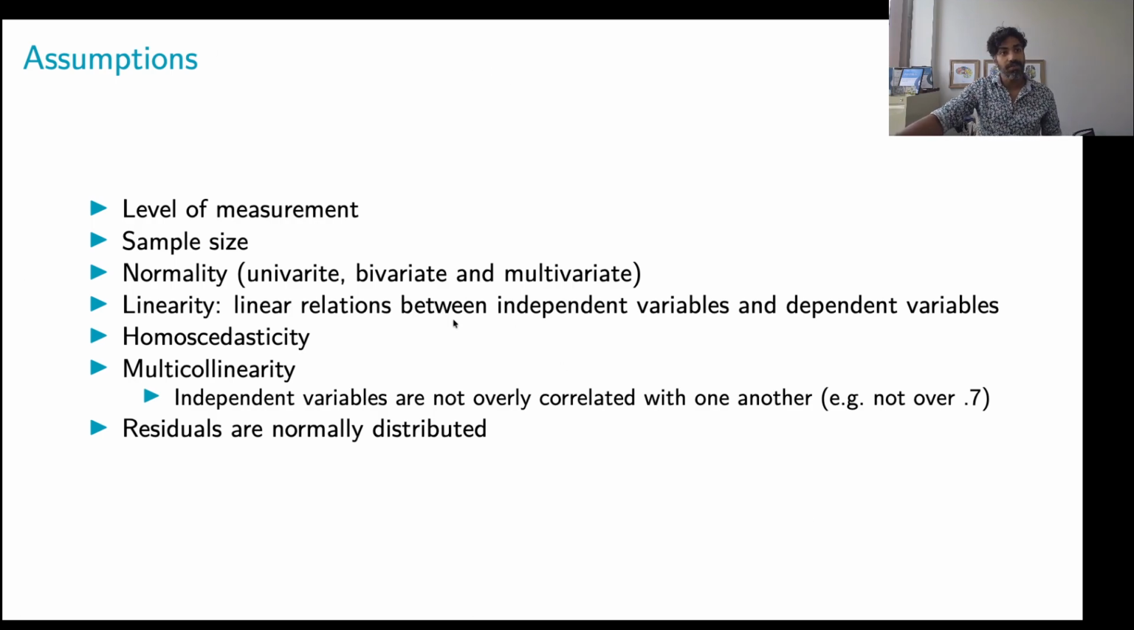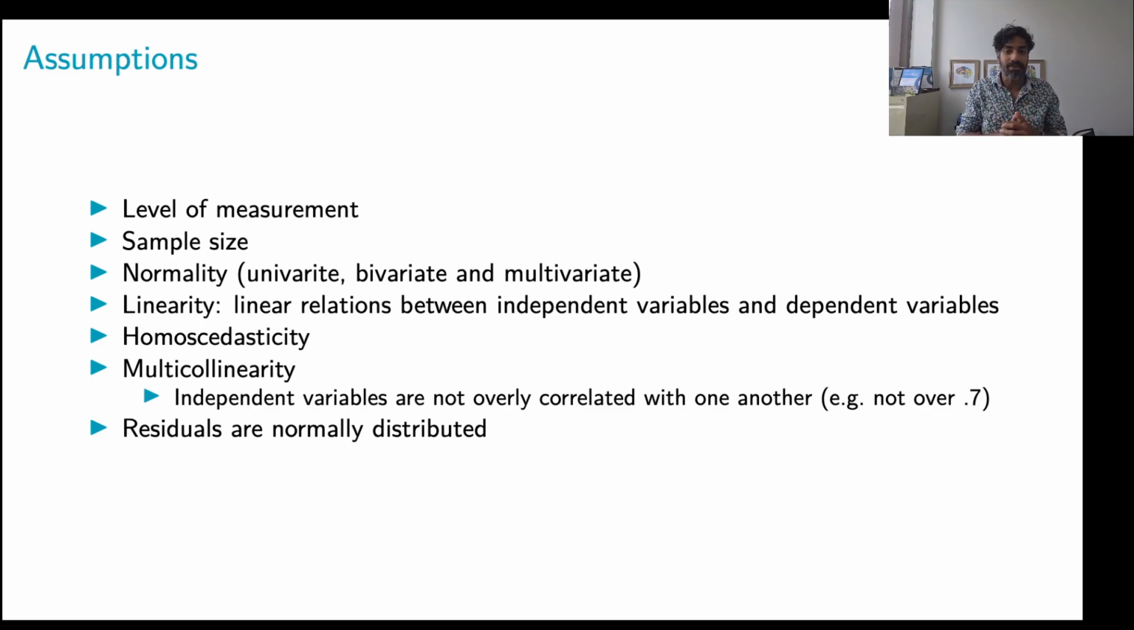So we have to look at level of measurement, sample size, normality (univariate, bivariate, multivariate), linearity, linear relations between independent variables and dependent variables, homoscedasticity, and multicollinearity. Independent variables are not overly correlated with one another, so not over 0.7, and residuals are normally distributed. You'll notice many of these are very similar to what we've done in correlations, what we've done in exploratory factor analysis, because they're all foundationally related to linear models or correlations.